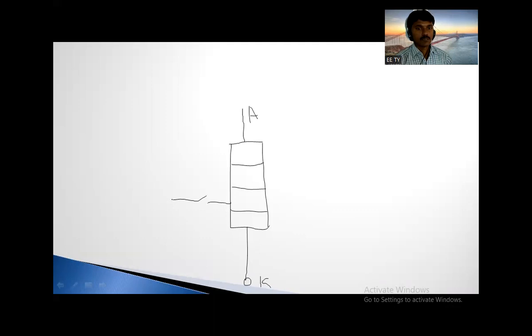What is this? This is the gate terminal. So this is the P layer. This is the N layer. This is the P layer. This is the N layer.